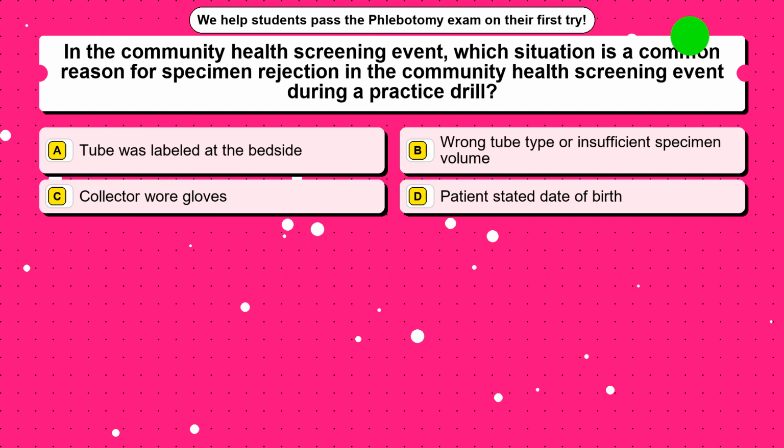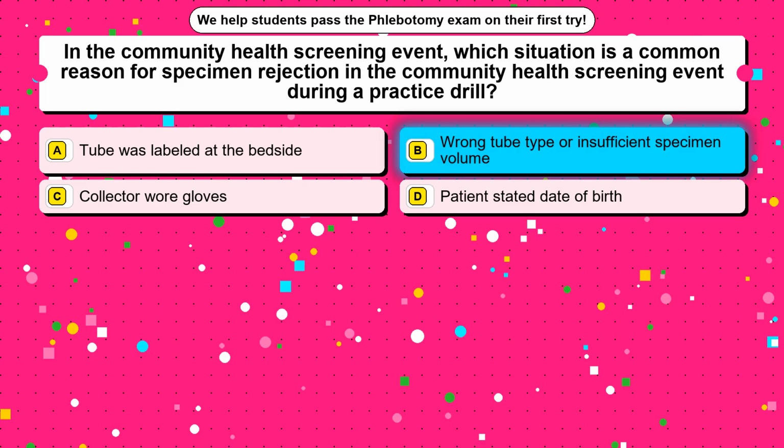Question 54. In the community health screening event, which situation is a common reason for specimen rejection in the community health screening event during a practice drill? Option A, tube was labeled at the bedside. Option B, wrong tube type or insufficient specimen volume. Option C, collector wore gloves. Option D, patient stated date of birth.